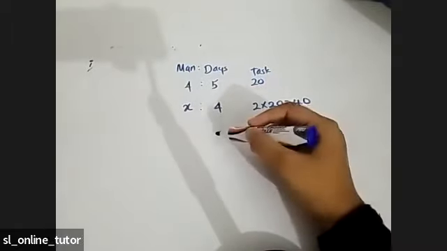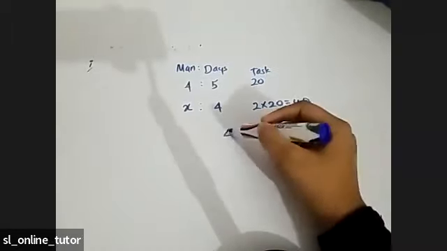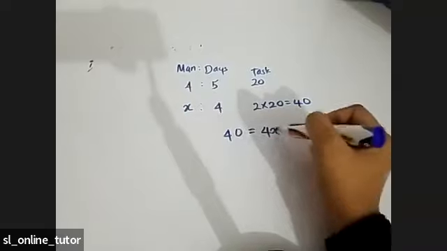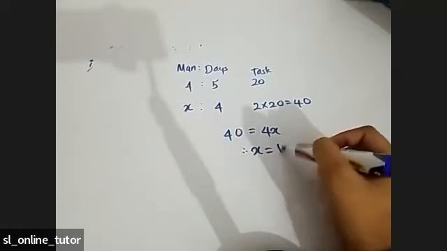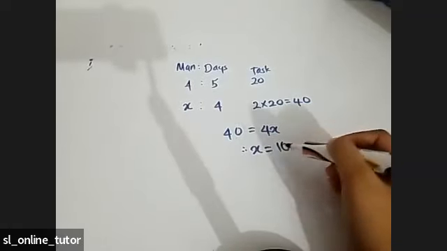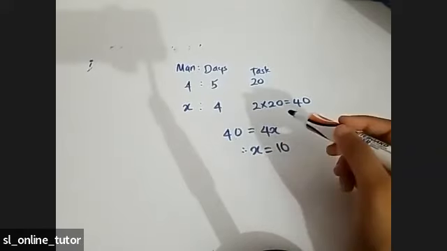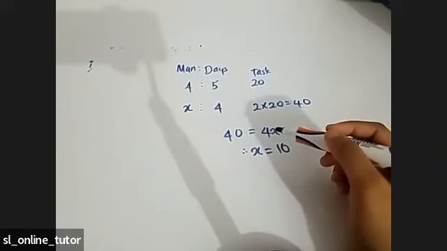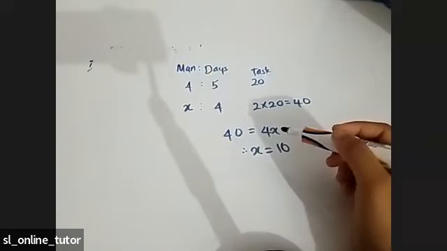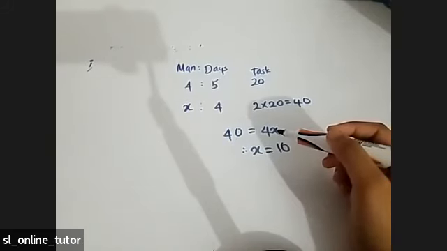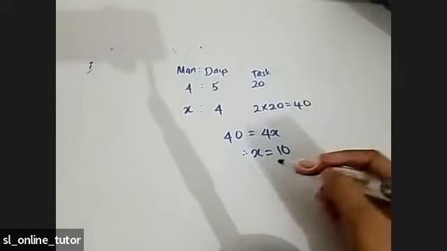Now, 40 is equal to 4x. Therefore, x is equal to 10. This x equal to 10 means the number of men. Yeah, that's all. Do we have to do anything else? No, that's it. This is the answer.